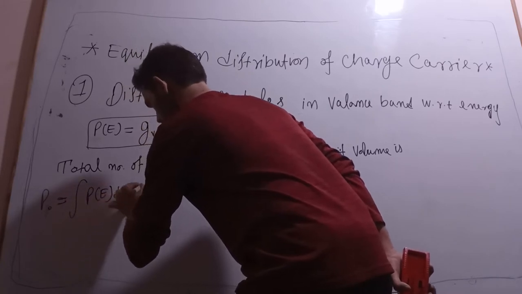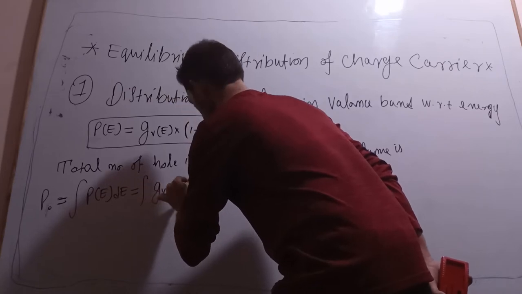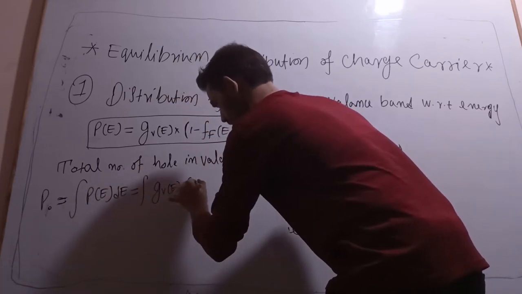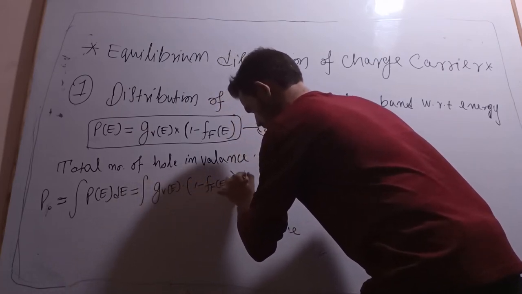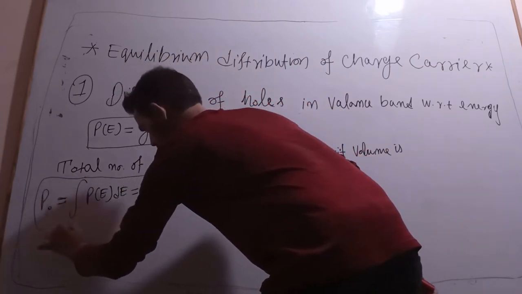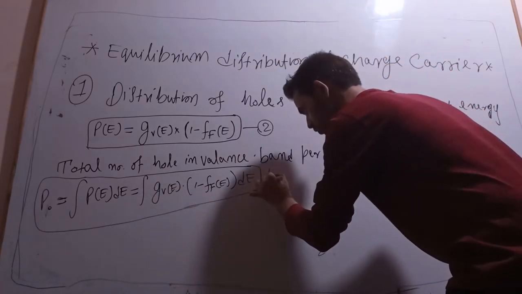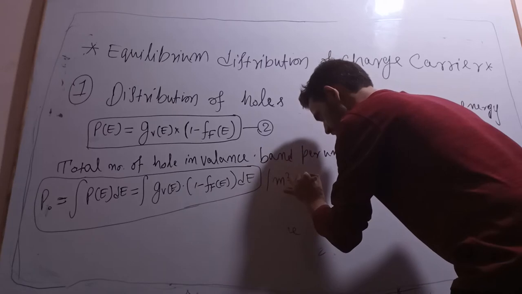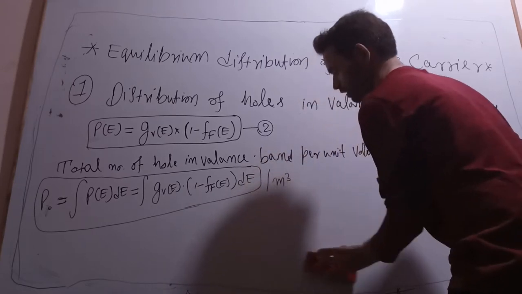Which is nothing but the integration of G V of E into F of G V of E into 1 minus F of E dE. This is the total number of holes in the valence band per unit volume. It may be per meter cube, or you can say per centimeter cube.